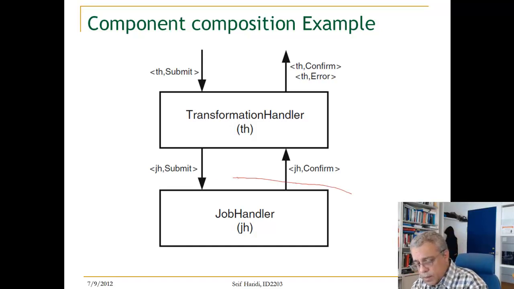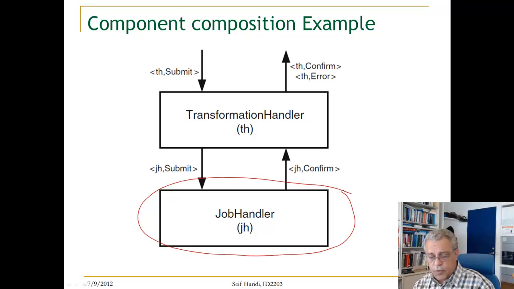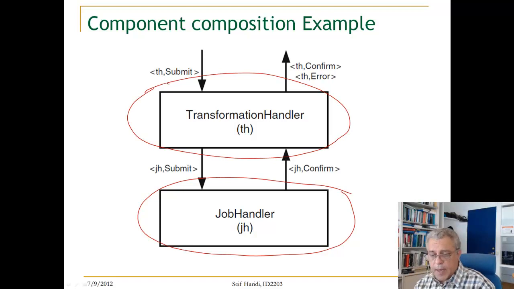Given our component, which presents a form of a service, this service just serves to execute jobs, we can compose components together by writing another component and connecting it to this component. We will see how components are connected together later. But here is an example of a composed service. It's called a transformation handler. Transformation handler does the following. Whenever you submit a job to it, it will transform the job to a form suitable to be executed by the job handler, and then submit the job to the job handler.